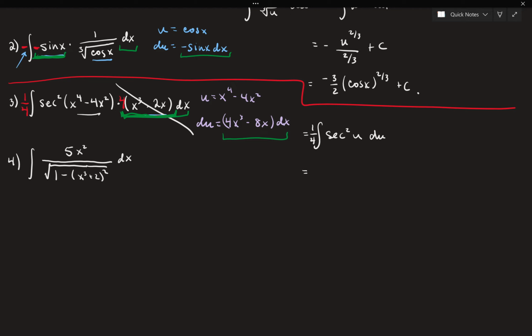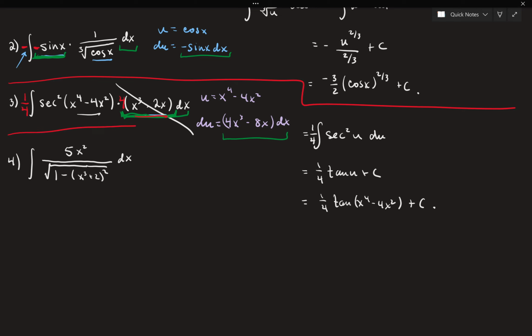What's the integral of secant squared? What function's derivative is secant squared? Well, tangent's derivative is secant squared. So that's how I do it. And then I can just plug in my u. 1/4 tangent of x to the fourth minus 4x squared plus c. That's it.